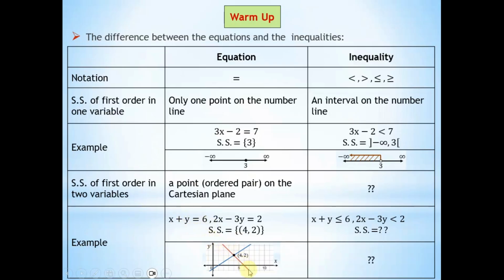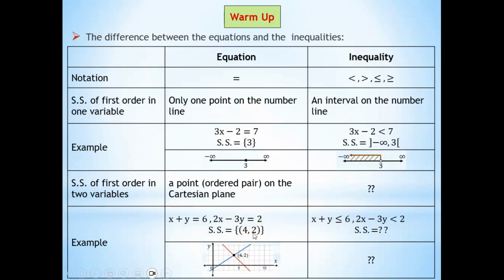The first one represents a line, the red line here. And the second one, another line, the blue line here. The intersection between the two lines is the solution set. It is a point. The point has x coordinate equal 4 and y coordinate equal 2. So the solution set is only one point, (4, 2).